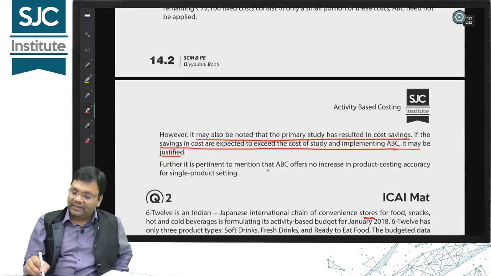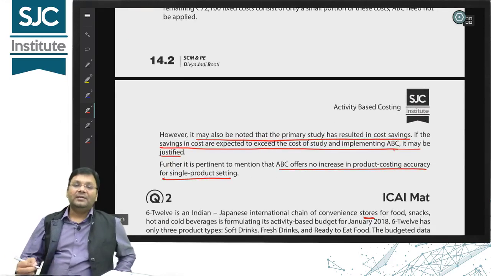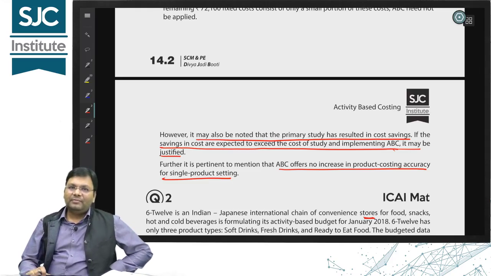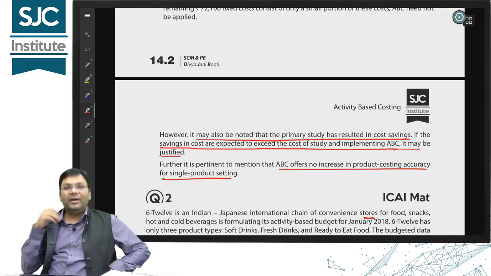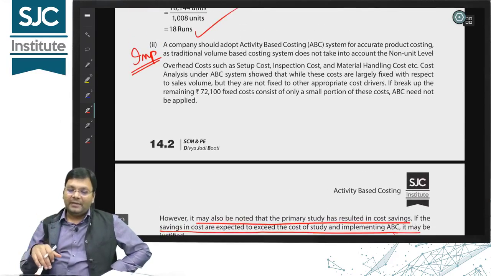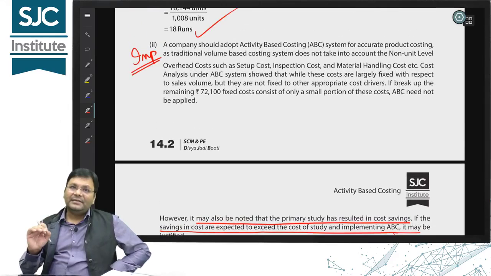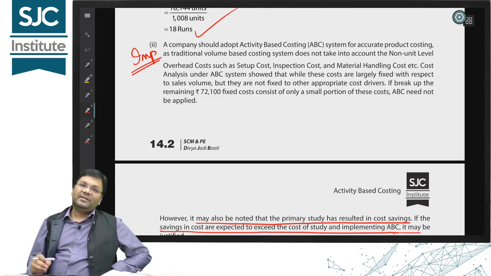Further, it is pertinent to mention that ABC offers no increase in product costing accuracy for a single product setting. So when you have a single product environment, you may not actually get accuracy in product costing. But since your study is showing some savings, you may go ahead in analyzing different activities. At the same time, you should never forget the cost of doing anything. Whenever we make any recommendation or advice, you should remember that anything new has its cost. So always talk about that.